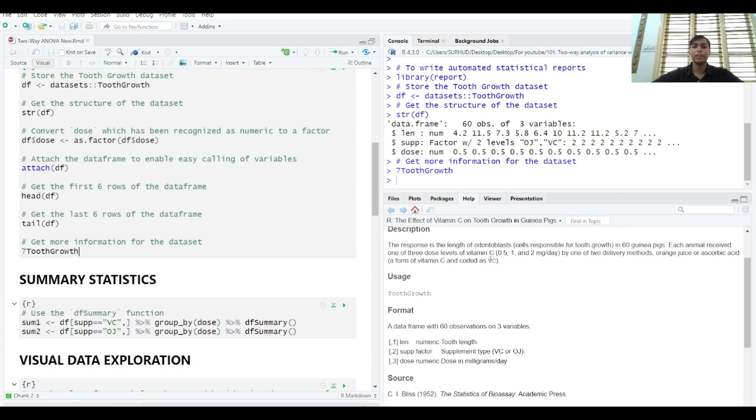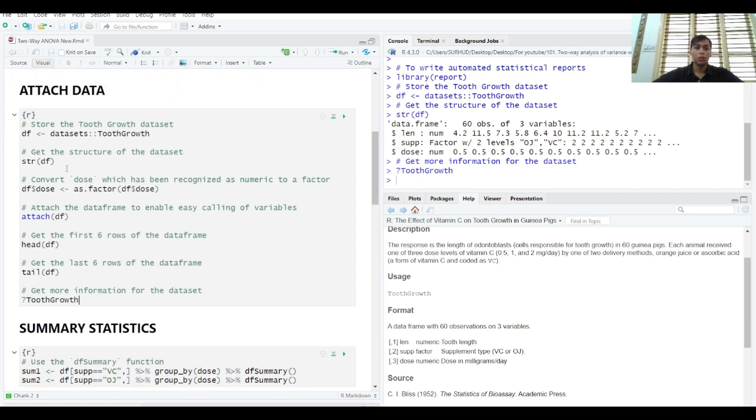So this data set contains the response of the length of odontoblasts, which are the cells responsible for tooth growth, in 60 guinea pigs. Each animal received one of three dose levels of vitamin C, 0.5, 1, and 2 milligram per day, by one of two delivery methods, either orange juice, OJ, or vitamin C or ascorbic acid, or VC. So we want to see whether the dose of vitamin C is responsible, whether higher doses of vitamin C are responsible for more tooth growth, and whether the delivery method like OJ or vitamin C is better than the other.